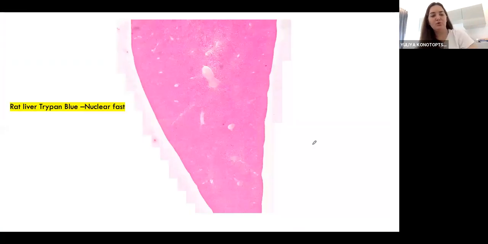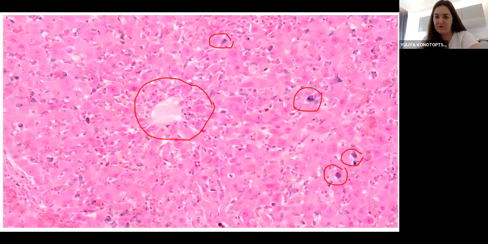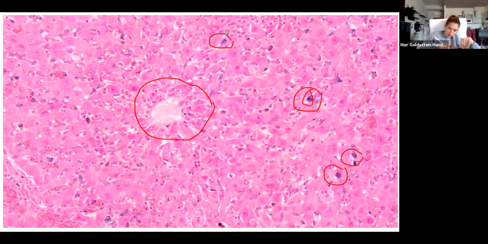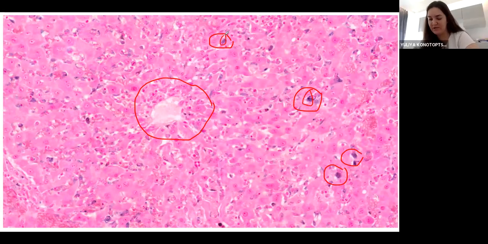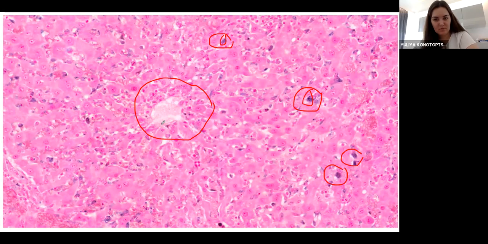Rat liver, trypan blue, nuclear fast. We already saw this dye last semester. This dye is specifically for the phagocytotic cells. If you have any phagocytotic cells, they will ingest this trypan blue, and the non-phagocytotic cells will simply be stained with nuclear fast. So everything which is in blue color, this is what? Liver macrophage or Kupffer cell, right? So this is the Kupffer cell. What about this one? Central vein. Okay, so this is the central vein.